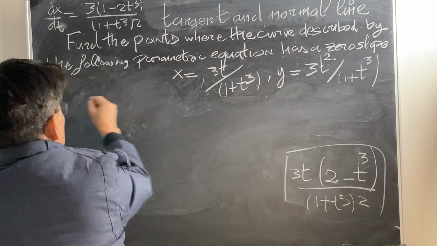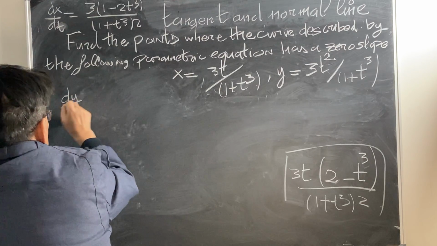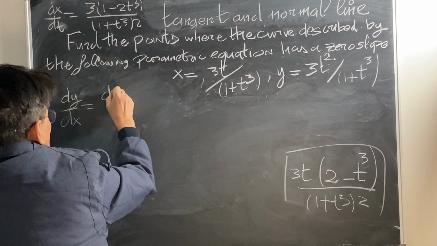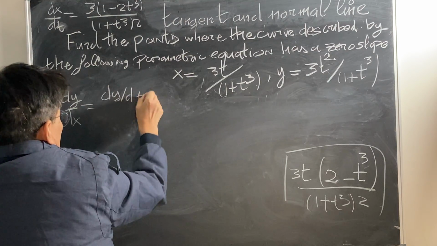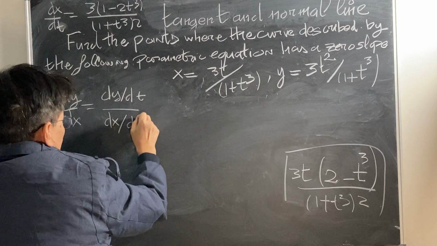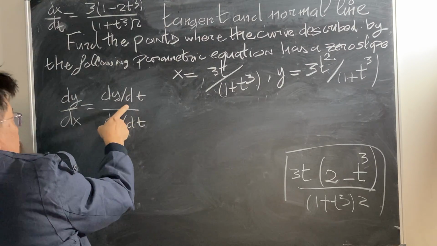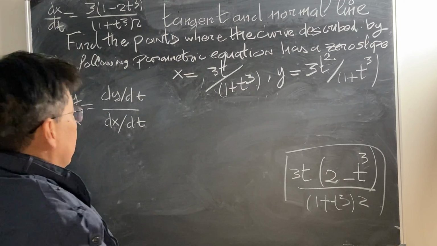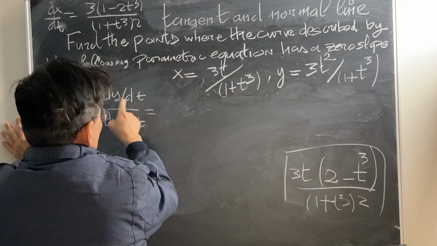So let's say we calculate dy over dx. It will equal dy over dt divided by dx over dt, by the chain rule. The right-hand side is equal to the left-hand side, because if you cancel dt they will be equal. Then we will have dy over dt.